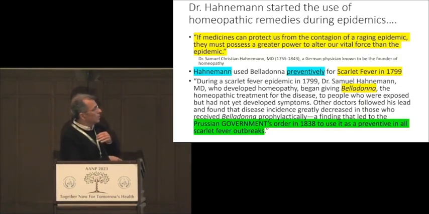Hahnemann started the use of homeopathy for prevention of epidemics in 1799. He recommended the remedy belladonna for the prevention of scarlet fever. Apparently that was so effective that it basically led the Prussian government at the time, in 1838, to order the use of belladonna for prevention of scarlet fever outbreaks. That's how it all started, I think.